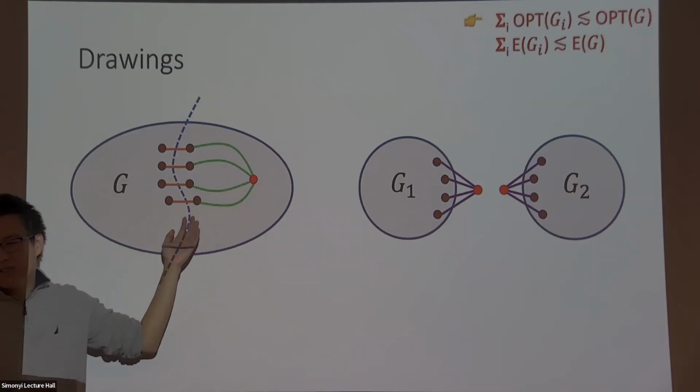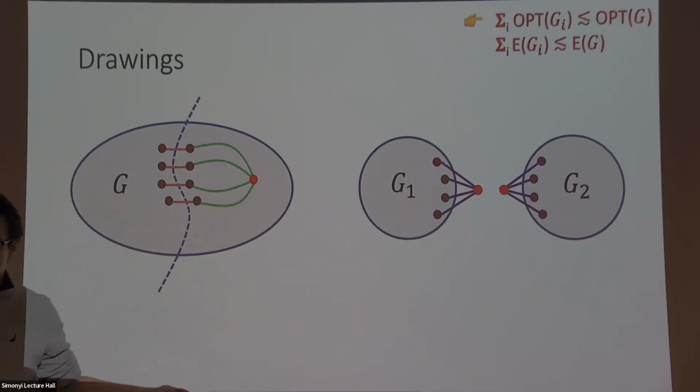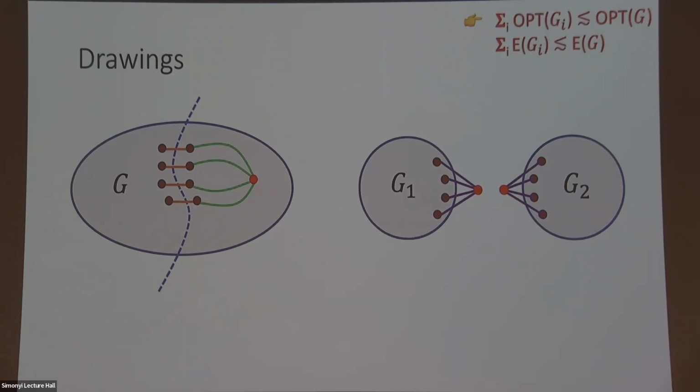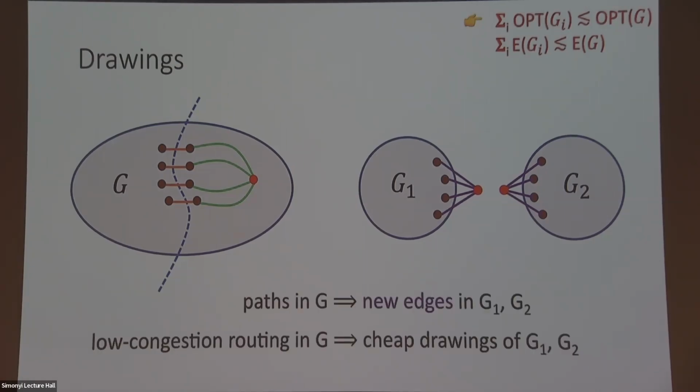But basically, low congestion ensures that we still use the original optimal join, and the number of optimal joins in these two joins we create are not too many, not too large. So edge disjoint is ideal, but low congestion is still enough. The idea on this slide is we want paths in G to create new edge images, and actually low congestion routing in G just gives us cheap drawings for G1 and G2.